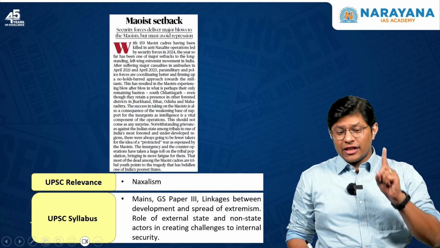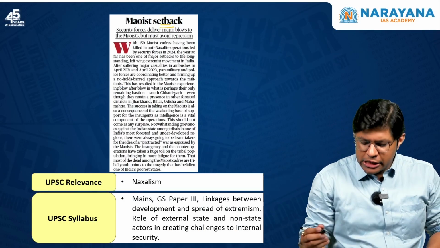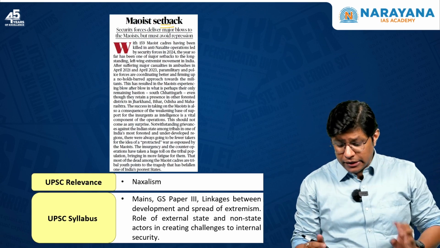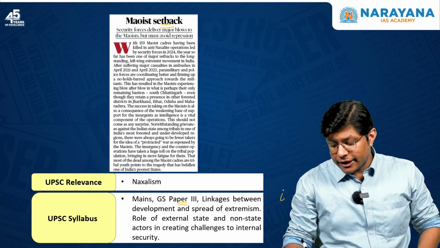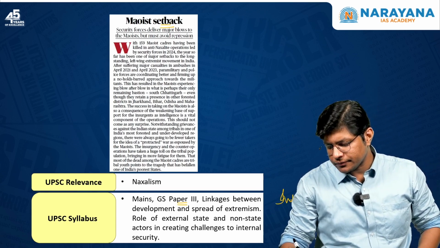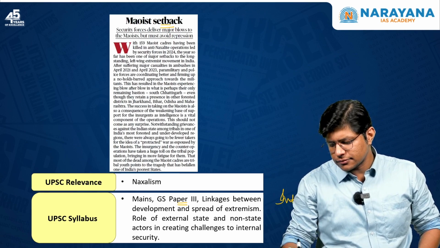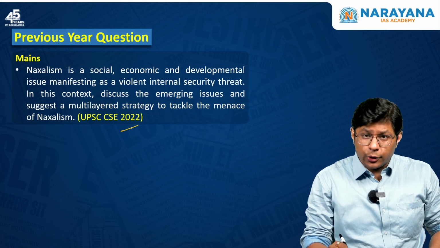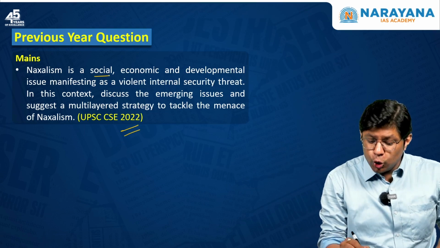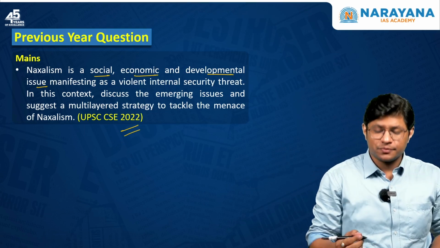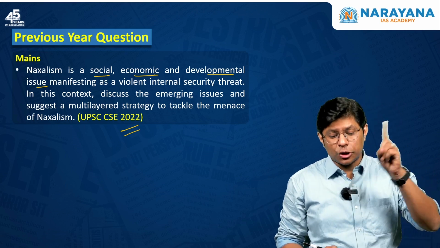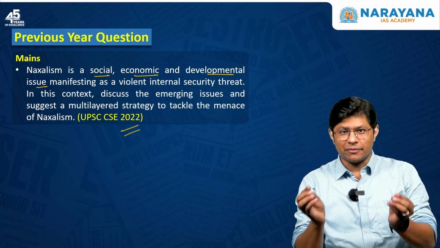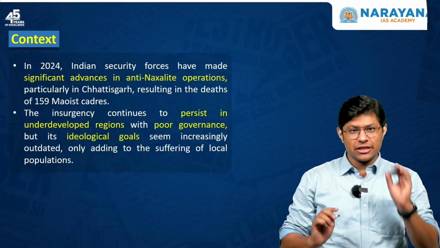Students, the title of the next topic is Maoist Setback. So we'll understand about the ideology of Maoism and Naxalism. You can map this under GS paper 3 under internal security. This was a PYQ asked in the year 2022. Naxalism is a social, economic and developmental issue, which means Naxalism is a consequence of failure of social, economic and developmental parameters. Right? We'll understand more about this phenomenon.